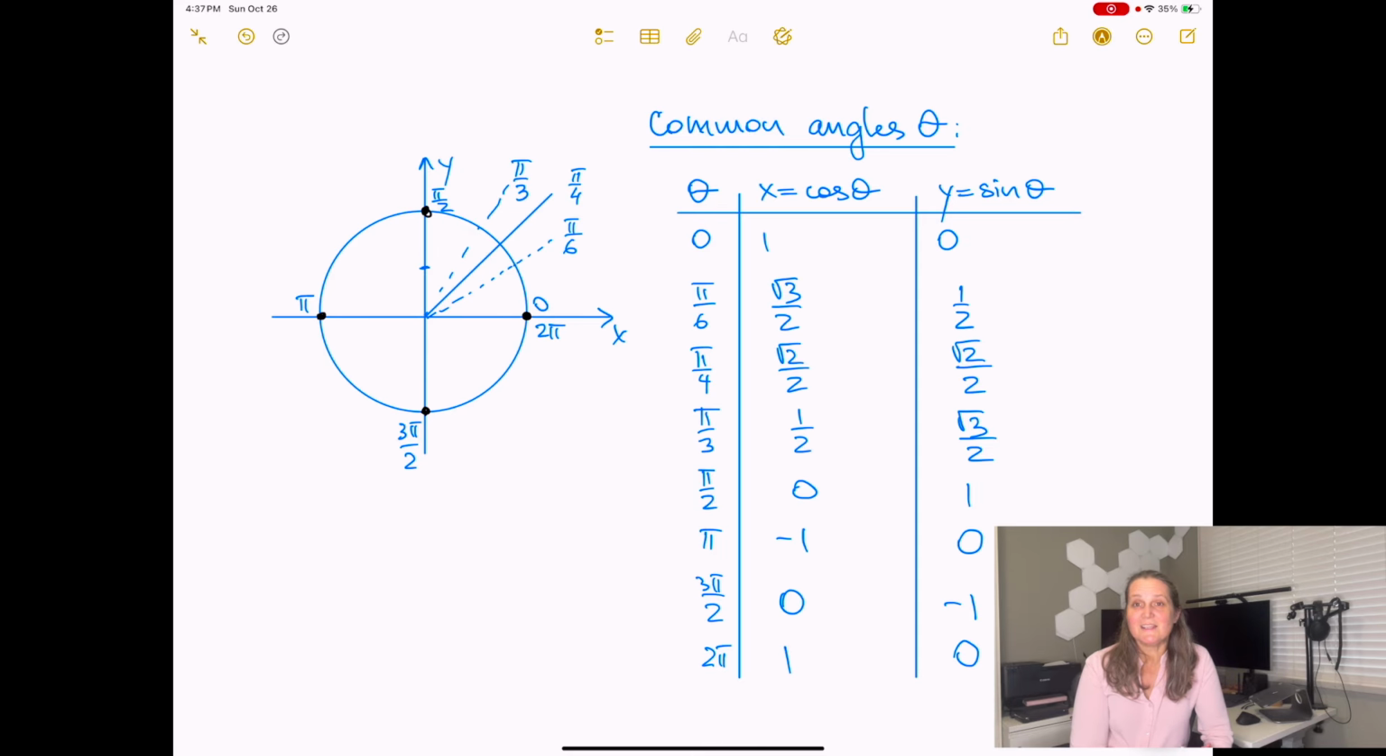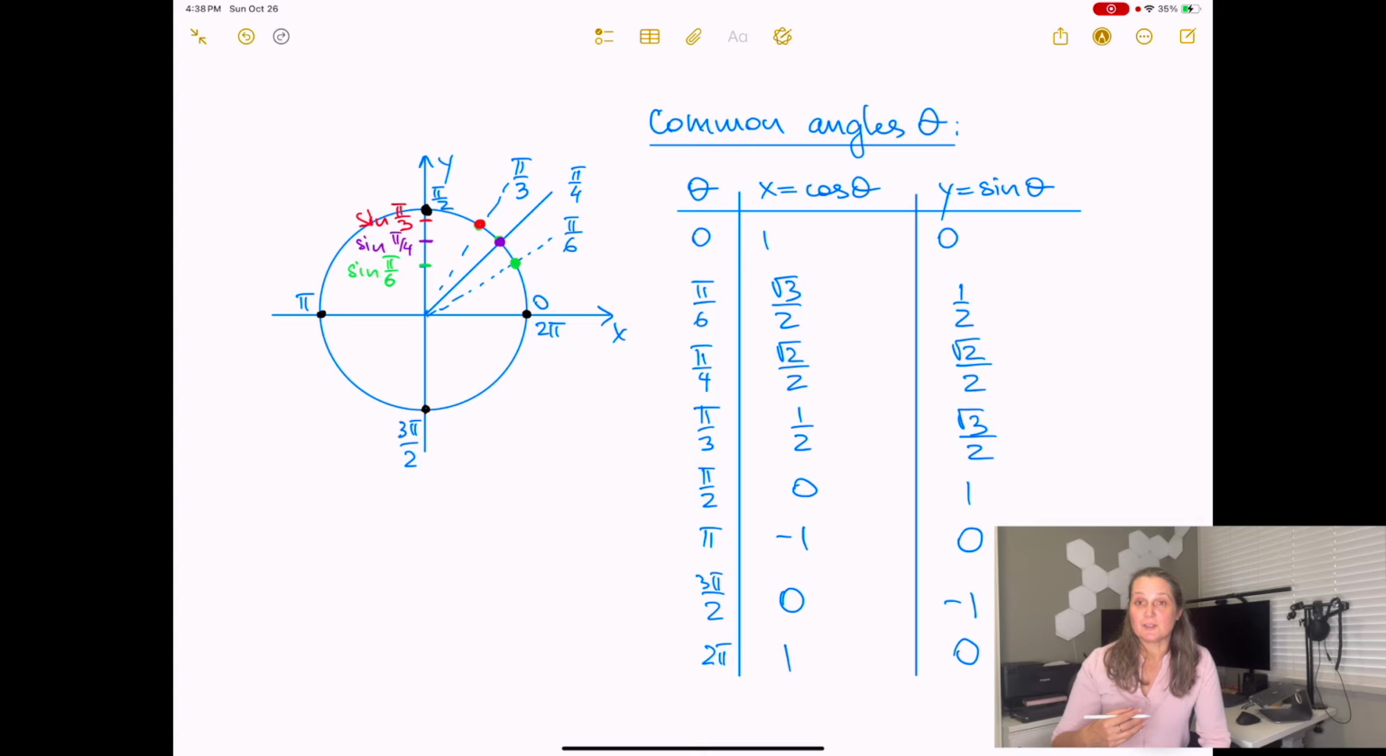So sine and cosine for 0, 2 pi, pi, and 3 pi over 2 are very easy to understand and remember. Remembering sine and cosine for pi over 6, pi over 4, and pi over 3 is not always easy. Well, let me share the trick.